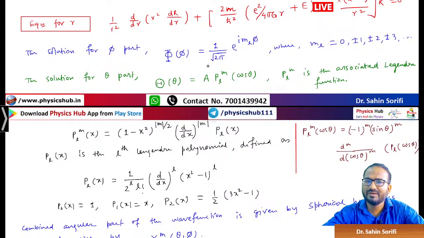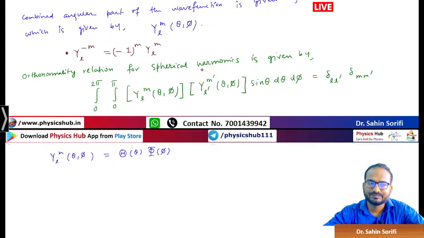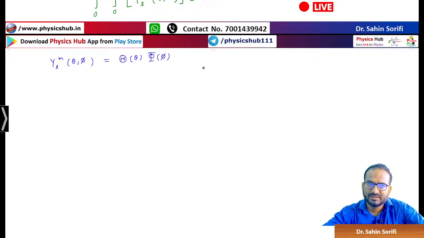And this 1 by root 2 pi e to the power i m phi is for the phi part. So this spherical harmonics can be written like this. If you want, you can remember it. Otherwise, if you don't remember, that is not necessary. For the sake of completeness, I am just providing you the expression of Y l m theta phi, but we do not actually need to remember this.